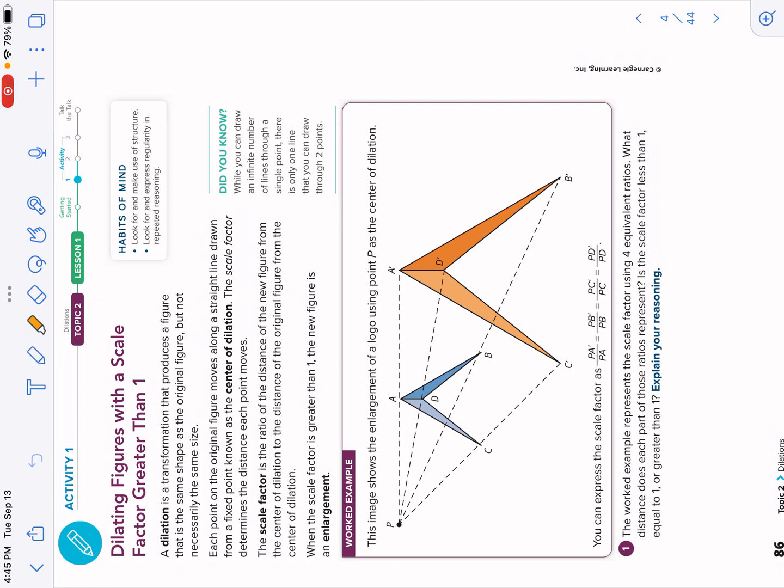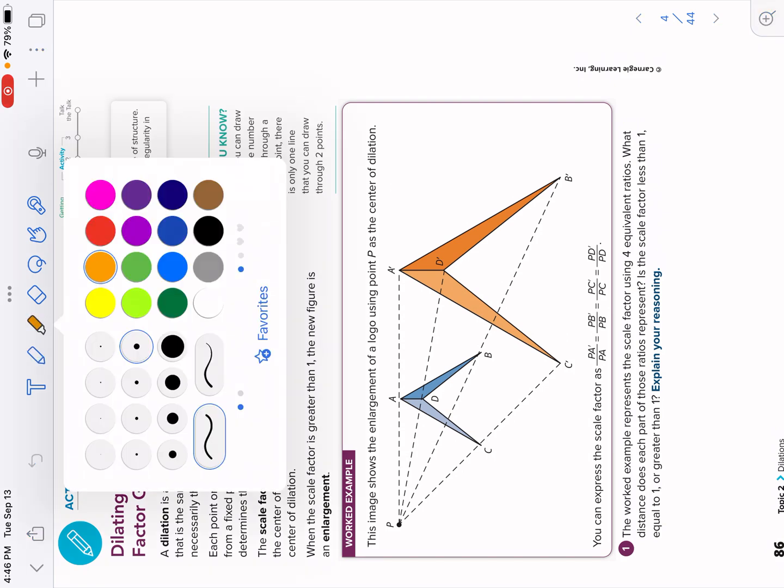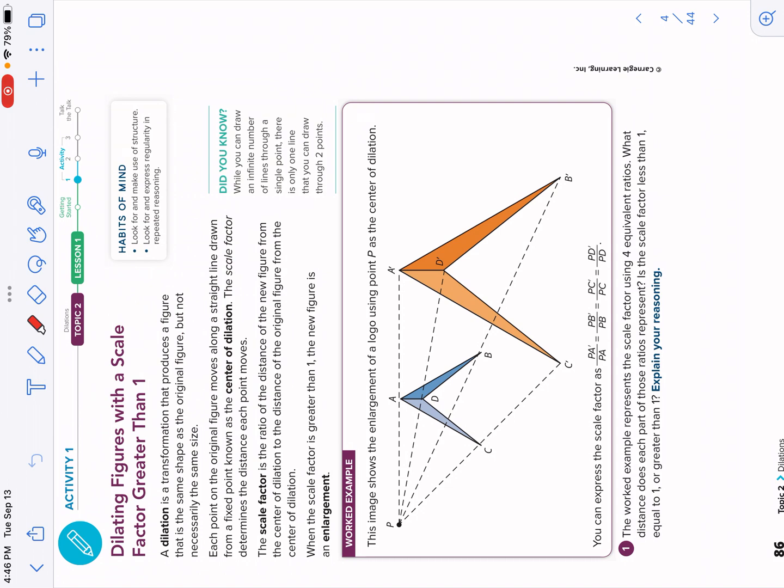I'm going to highlight some things in our diagram. You don't have to highlight this, but I just wanted to talk about it. This is telling us that you can express the scale factor as a series of 4 fractions. So here, we have PA prime. That is this distance right here. We can divide that by PA, the line segment PA, which is right here.